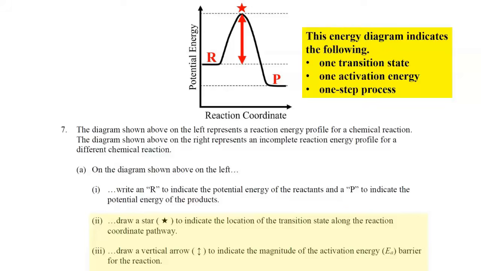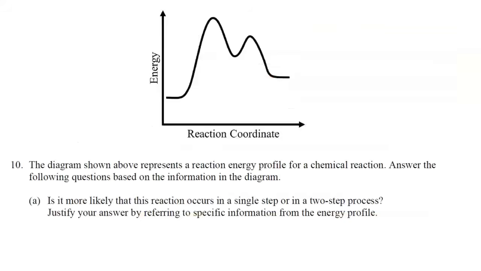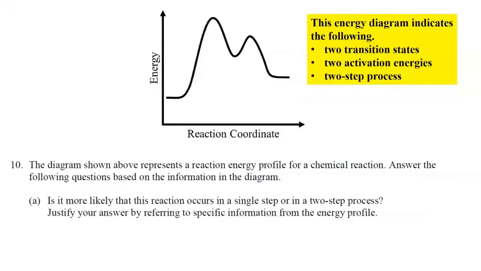Now let's compare that with question 10. Here we have two transition states, because there's the first one, there's the second one. Again, the top of the hill is the transition state on the diagram, so we have two of those. We have two activation energies. Let me be careful with how I'm measuring.